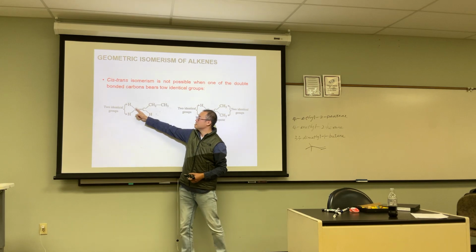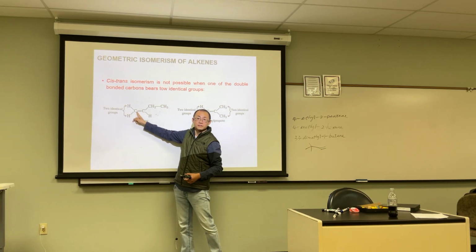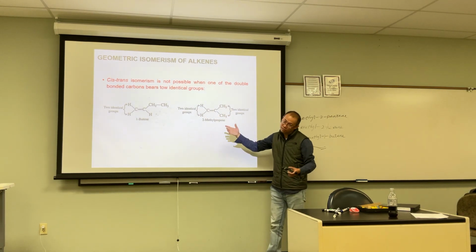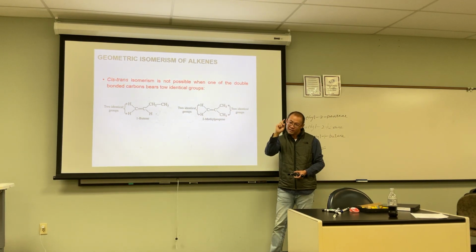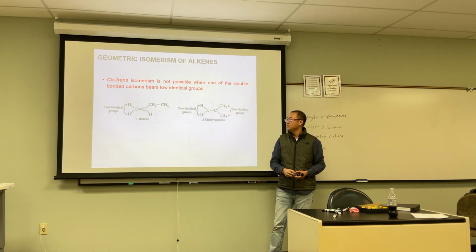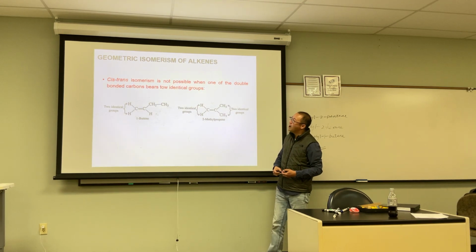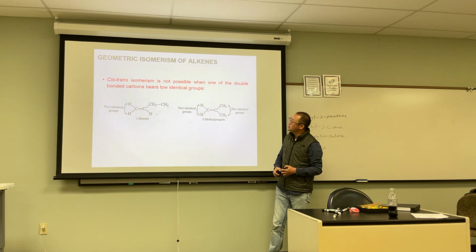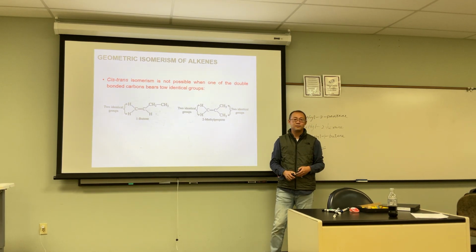For example, this guy, two hydrogens on the same carbon. You see that? This guy, two hydrogens on the same carbon, or two methyl on this carbon, the same, doesn't matter. As long as one carbon has two identical groups, then the molecule will not have cis or trans isomers. Does it make sense? The other ones will.